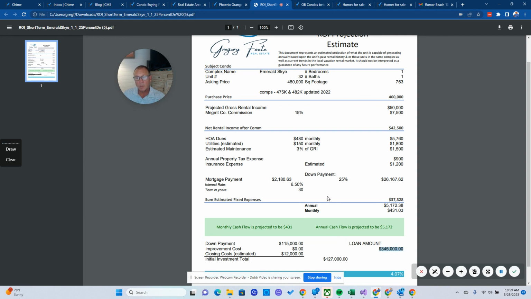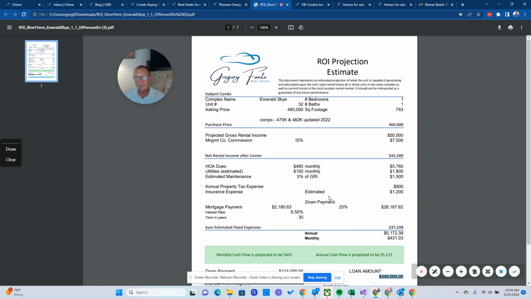These ROIs are really to help you make comparisons between units, purely based on financials, not based on how it looks, not based on where it's at, not based on how the family feels about the amenities, all that kind of thing. It allows you to make an unemotional, unattached comparison between the units to see what makes the most financial sense.